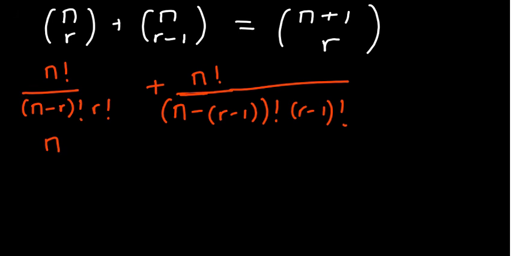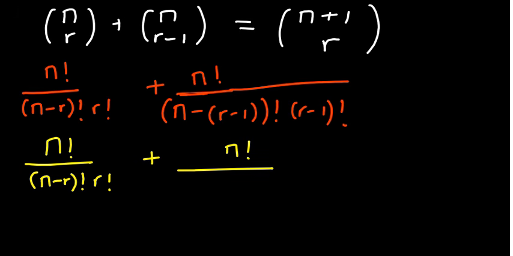n factorial, so n factorial of n minus r factorial plus n factorial. Now if we subtract what's in the bracket there, r will become negative, 1 will become positive. So you have n minus r plus 1 factorial, r minus 1 factorial.